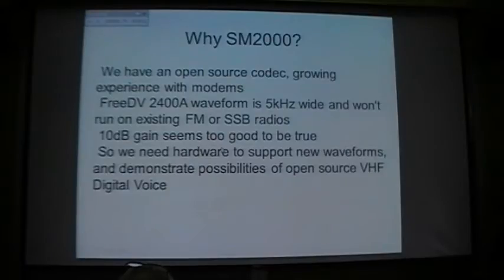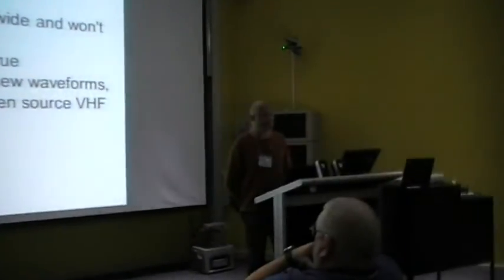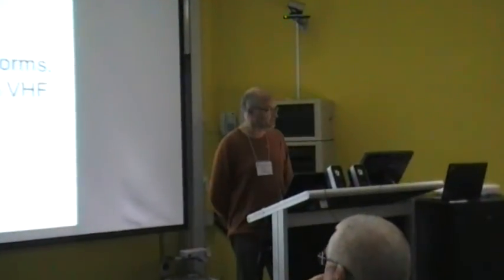So this brings us to, I guess, why we needed the SM2000. So where we're at, I guess, we have an open source codec, growing experience with modems. As I said, the FreeDV 2500A waveform is 5 kHz wide, so we can't run it on any of our existing kit. Also, the 10 dB gain does seem a bit too good to be true. It's a long way ahead of a lot of other radios that are out there. So I felt that we needed hardware to support these new waveforms and demonstrate what we can do with open source VHF digital voice. So I decided to build the radio to go with it.